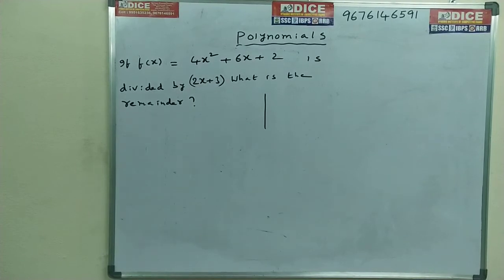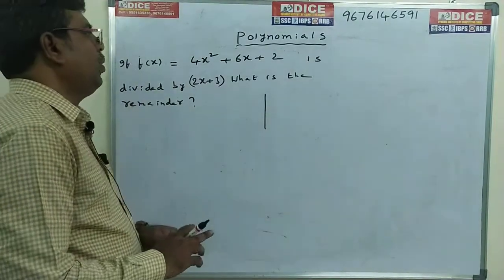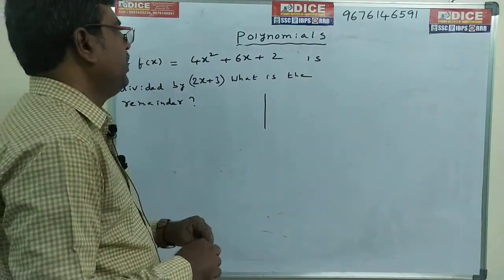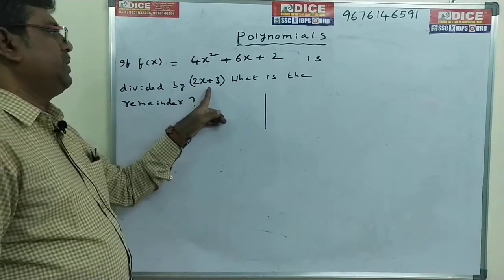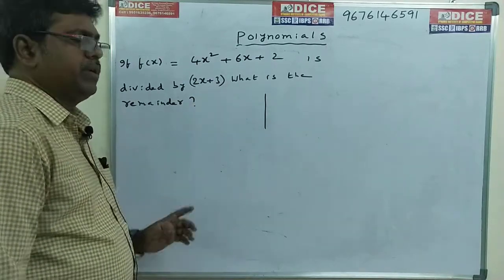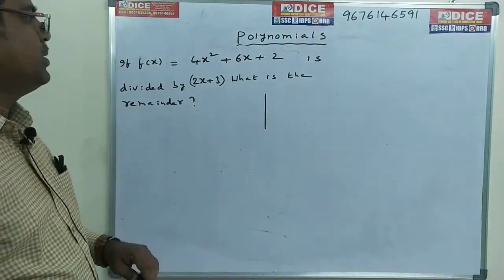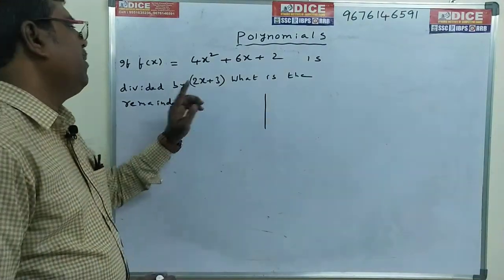Same model, another one. If f of x is equal to 4x square plus 6x plus 2 is divided by 2x plus 3, what is the remainder? Same model. Once again same process. First of all, divided by what? 2x plus 3.